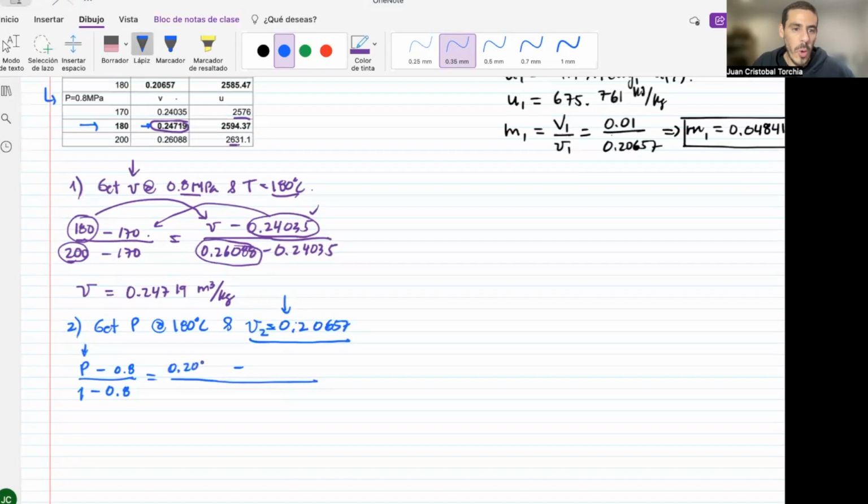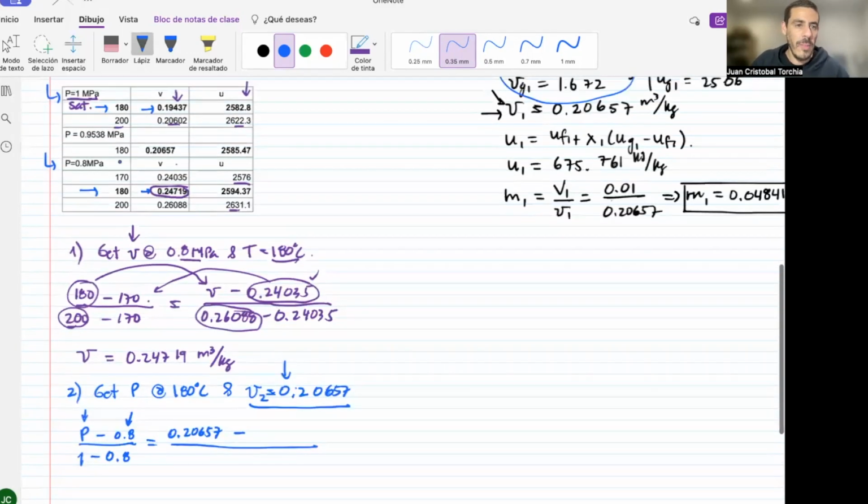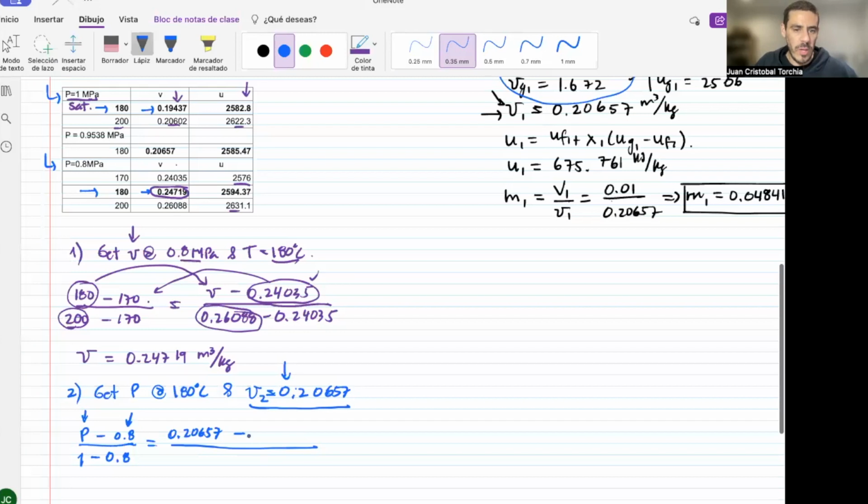0.20657. And then the specific volume at 180 degrees Celsius at 0.8 megapascals, which is happening here at 0.8 megapascals and 180, I should put 0.24719, which wasn't in the table. I need to build it. Now for 1 megapascal, this one is 0.19437. This is the one that I'm looking for.